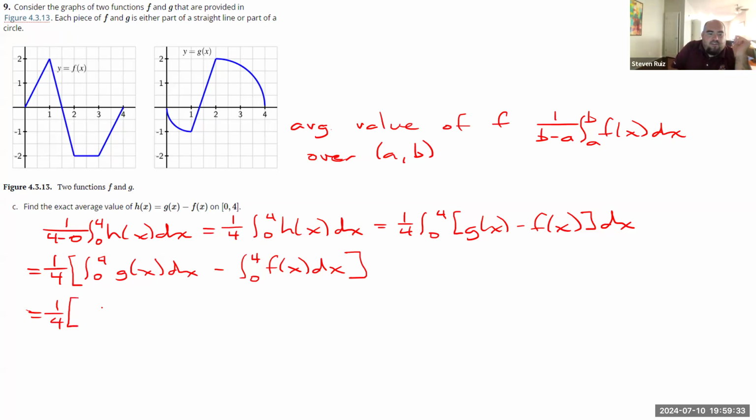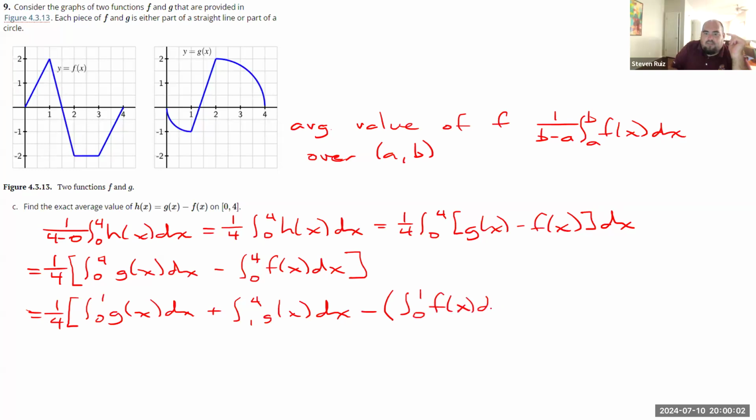So instead of saying the integral from 0 to 4 of g of x, I'm going to split this up into two different integrals. The integral from 0 to 1 of g of x dx, plus the integral from 1 to 4 of g of x dx. Same thing with the f. So I have to subtract and I have to distribute basically this whole quantity minus the integral from 0 to 1 of f of x dx, plus the integral from 1 to 4 of f of x dx.